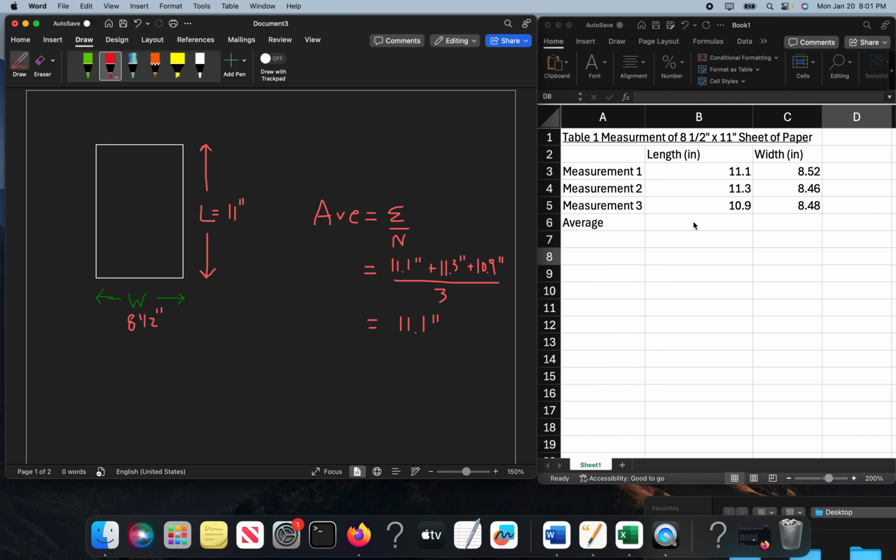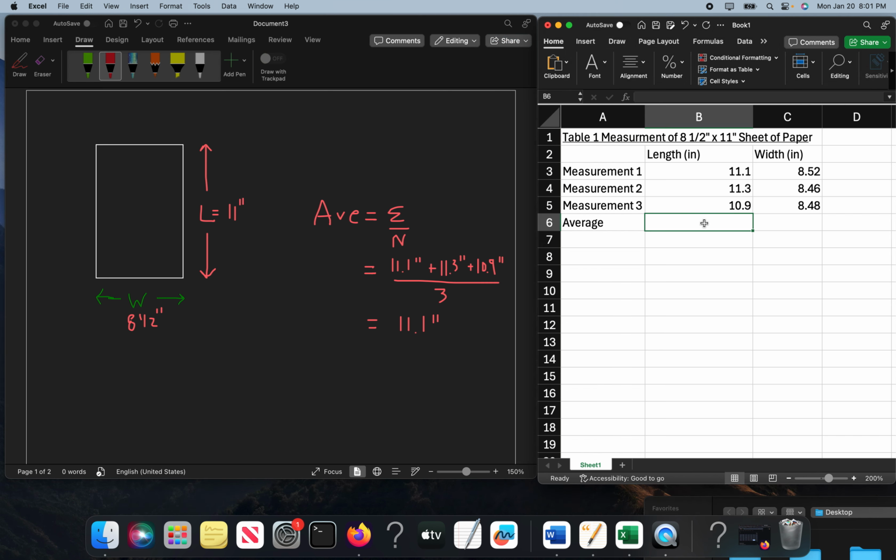So in my Excel spreadsheet, I can actually type in 11.1 as my average, or I can actually calculate it just to make sure I did it right. So I would say equals average, open parentheses, highlight the 3 cells, close parentheses, equals, and sure enough, I get 11.1 in inches is my average.